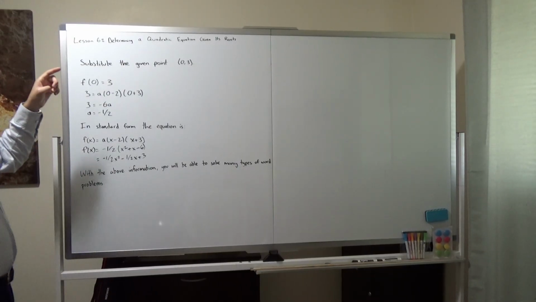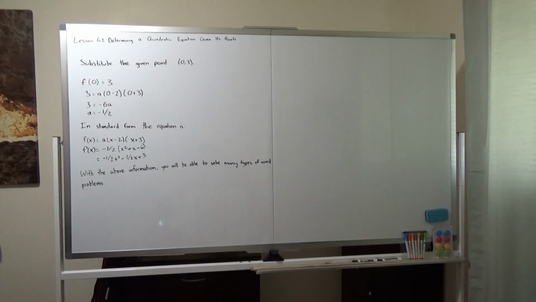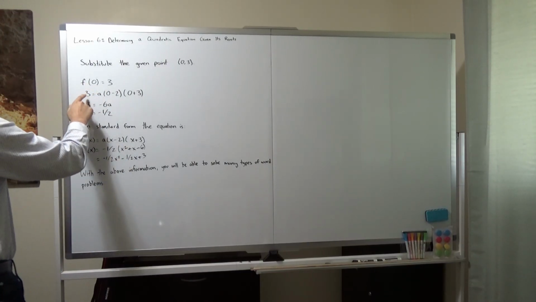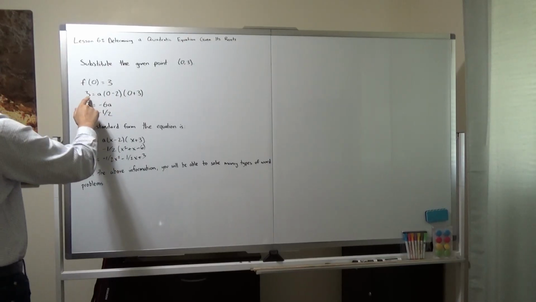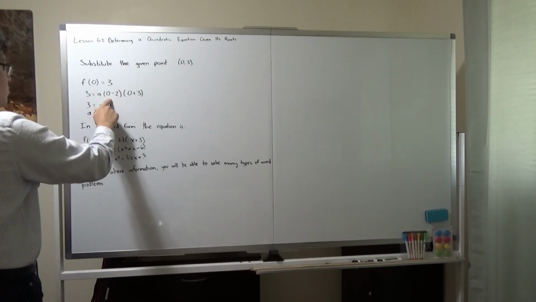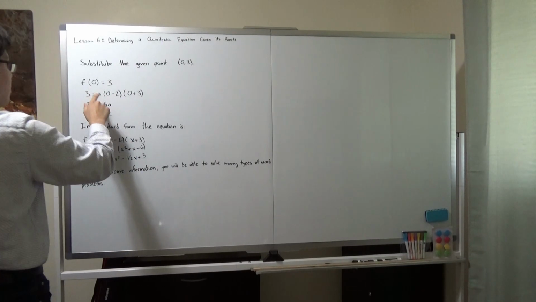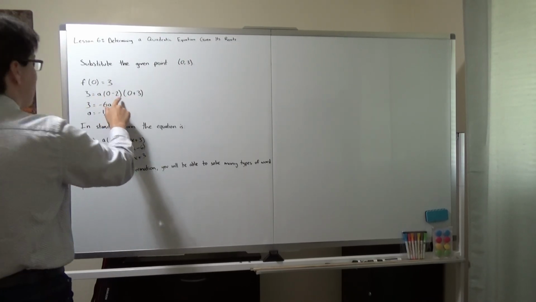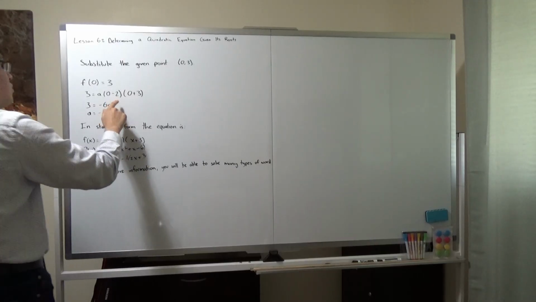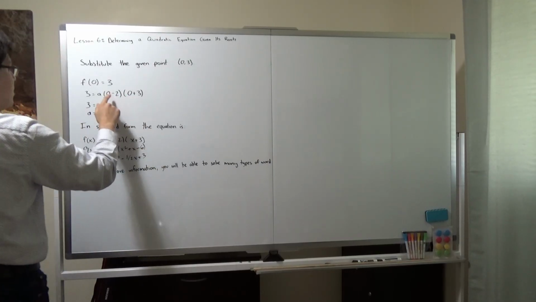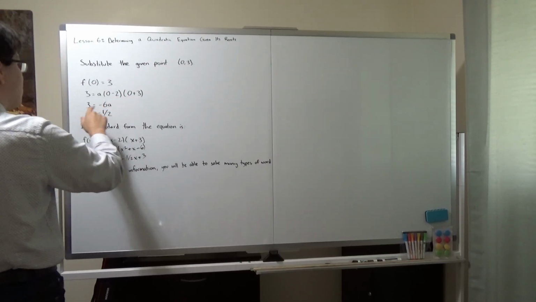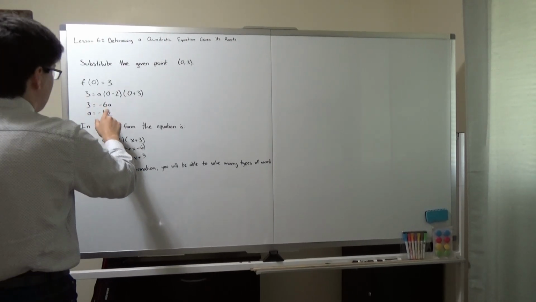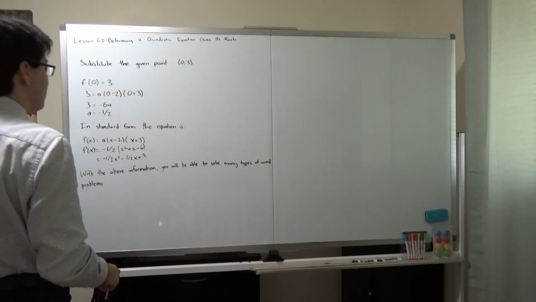Now we substitute the given point (0, 3) into the function. So f of 0 equals 3. The y is replaced with 3 and the x is replaced with 0. So 3 is equal to a times 0 minus 2 times 0 plus 3. We simplify this: 0 minus 2 is -2, 0 plus 3 is 3, 3 times -2 is -6a, equals 3. We divide both sides by -6 to isolate a: a equals -1 over 2.